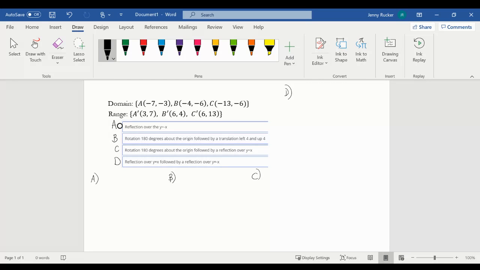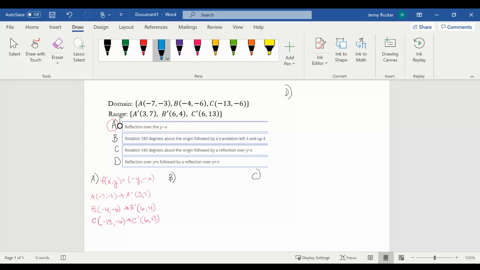So I've put our choices as A, B, C, and D. Let's look at choice A, reflect over the line y equals negative x. Our function rule is f of (x, y) equals (opposite of y, opposite of x). If I look at A and apply this rule to (-7, -3), that becomes (3, 7), so that works. B is at (-4, -6), that maps to B prime at (6, 4), so that works. And C is at (-13, -6), and this maps to C prime at (6, 13). So choice A is a possible transformation.